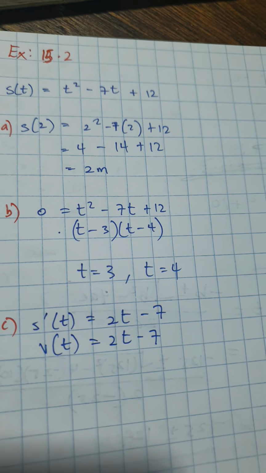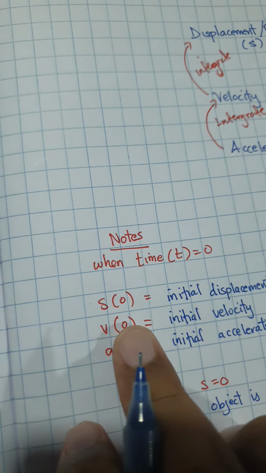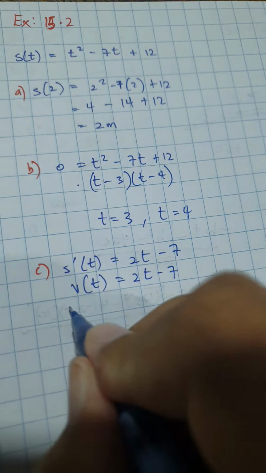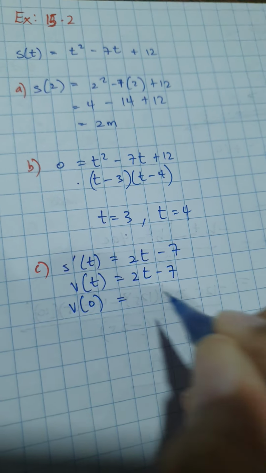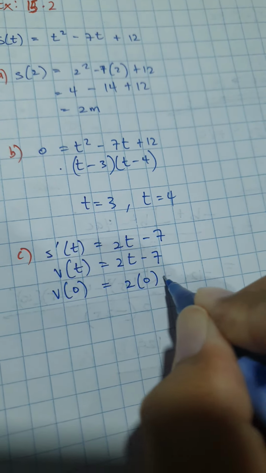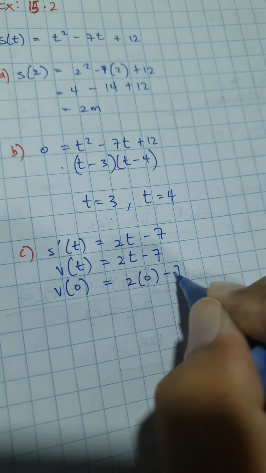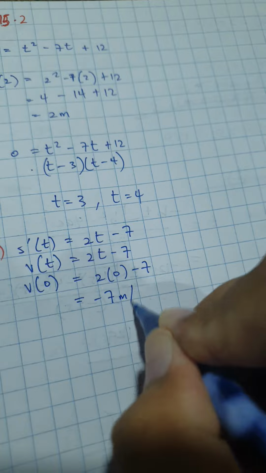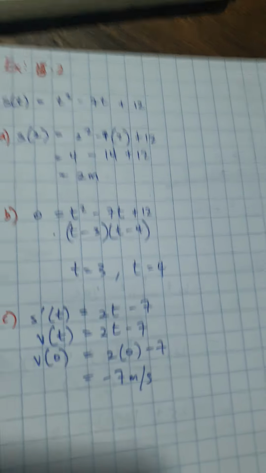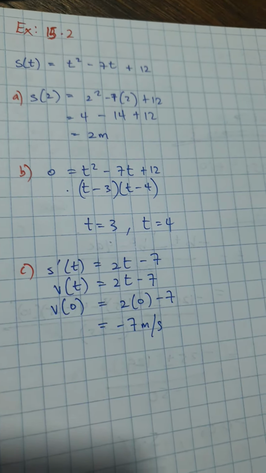Okay, so for the initial velocity we make time equal to 0. So that's 2 times 0 minus 7. So your initial velocity is negative 7, and the SI units for velocity are meters per second.